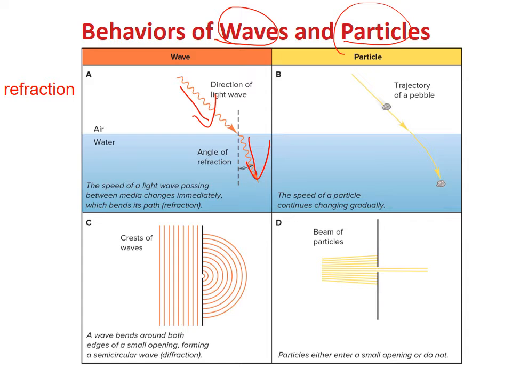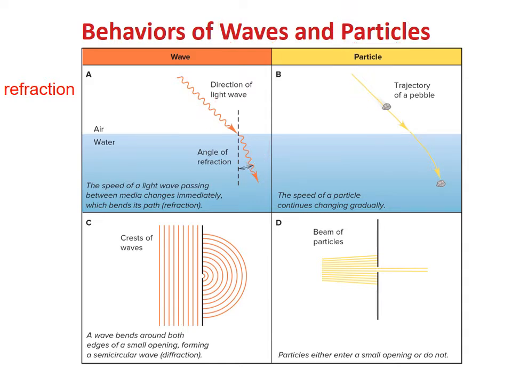On the other hand, if you throw a pebble through the air into a pond, it continues to slow down gradually along a curved path after entering the water. And this is not refraction. Particles such as pebbles do not undergo refraction, but light does.